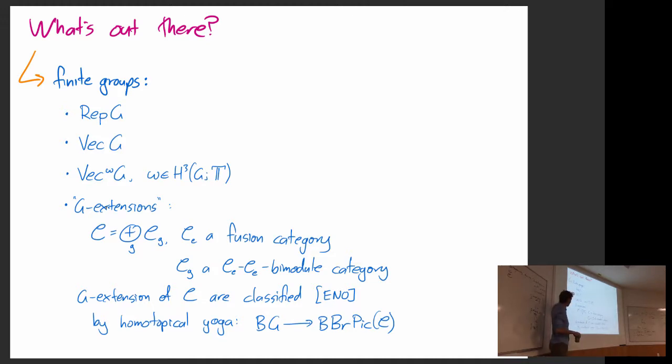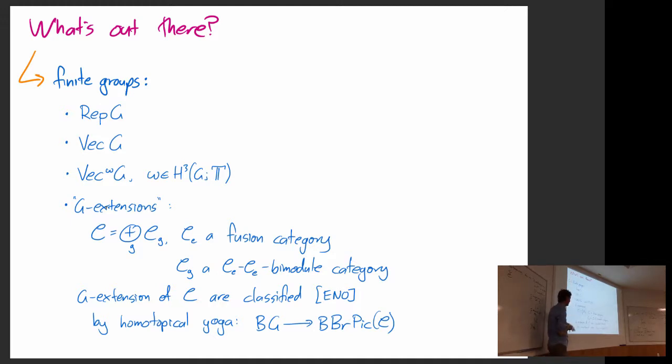You can take examples like this and make new examples by twisting the associator. So in a monoidal category, there's always an associator that tells you how V tensor W tensor Z is isomorphic to V tensor W tensor Z. And when your category is just Vec G, it's pretty easy to see you can modify that. If you've got one associator, you can modify it by a 3-cocycle. So we get more examples there.